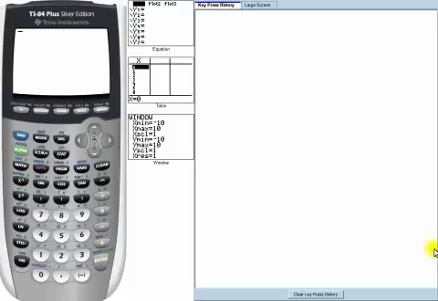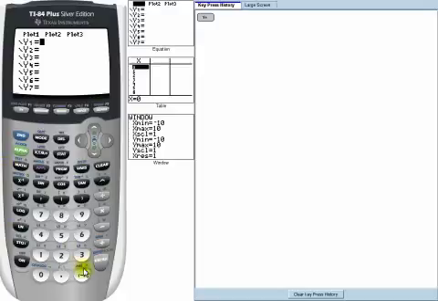In this tutorial, we will learn how to change the window settings for a particular plot. We will use this skill repeatedly throughout the semester to obtain an optimal view of most plots. Let's begin by entering a couple of equations in the y= editor.